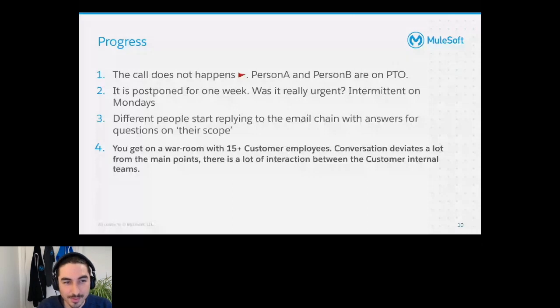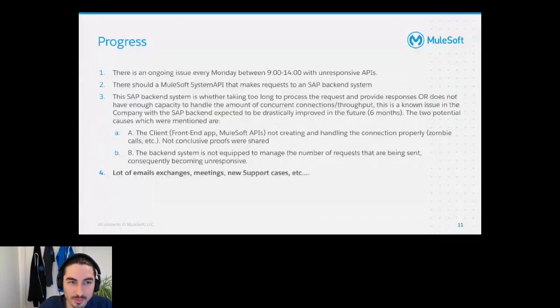You get into a war room. There's 15 other people there. You are the only person from MuleSoft, and the conversation starts to deviate a lot from the main points that you actually highlighted, or the main points related to the outage from the MuleSoft side. And you see that there's a lot of interaction between the internal teams, the people from databases, from SAP, from the partner, from the architecture team. And at least you see that interaction. But you cannot gather all the information that you needed. You still manage to get a part of it.